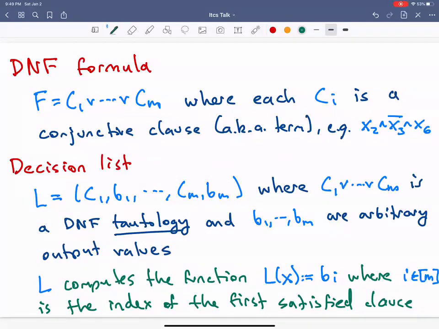A decision list is a sequence of M clauses and M output values, such that the disjunction of the clauses is a DNF tautology. So it is true on every input X. In other words, every X satisfies at least one of these clauses. The output values B1 to BM can be anything. They don't have to be Boolean values necessarily. The function computed by a decision list is as follows. On an input X, the output is Bi, where i is the first index for which the clause Ci is satisfied.